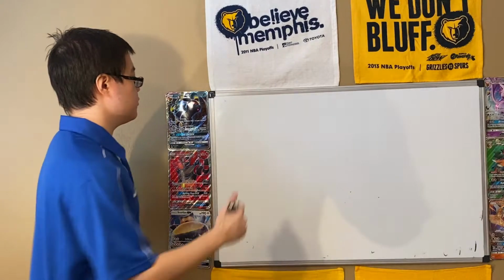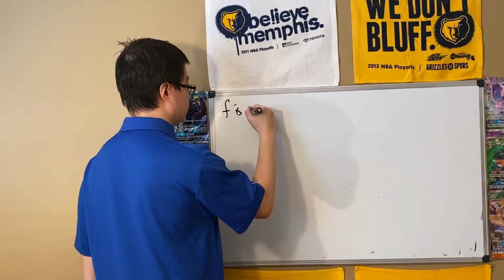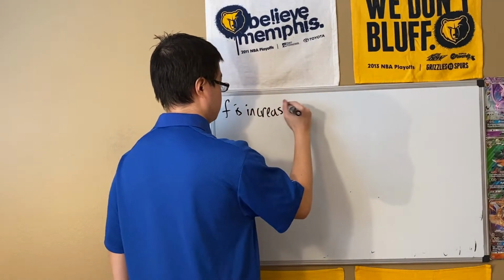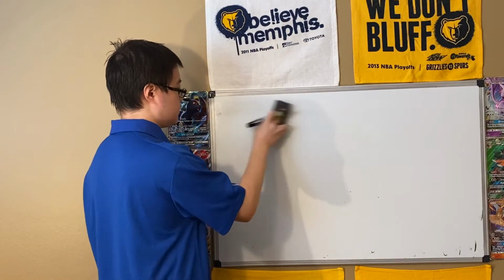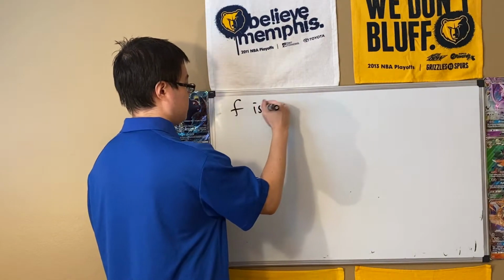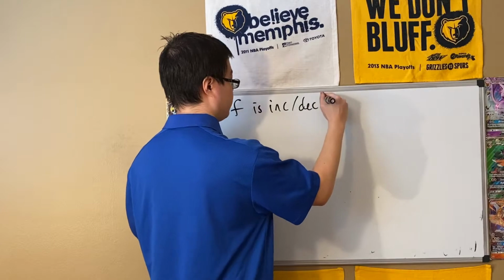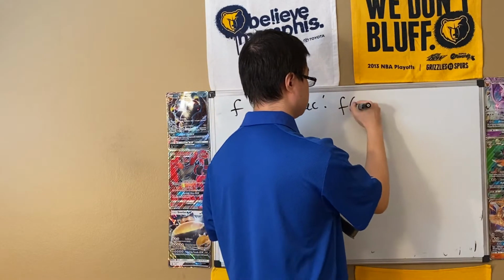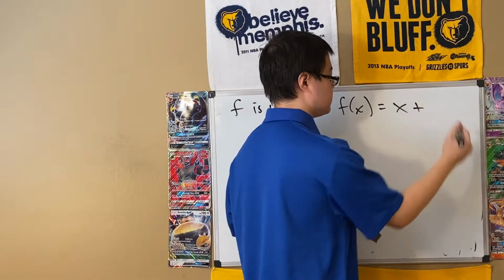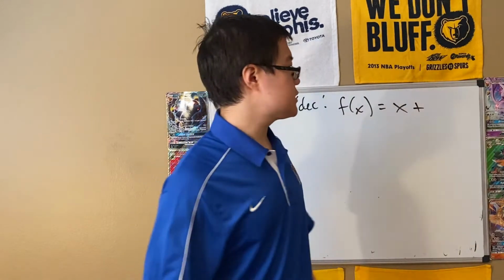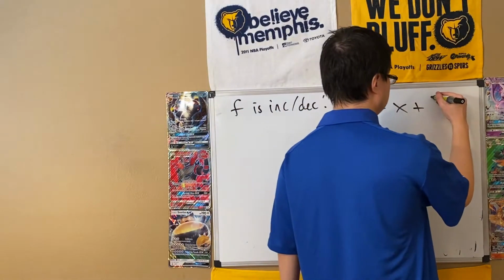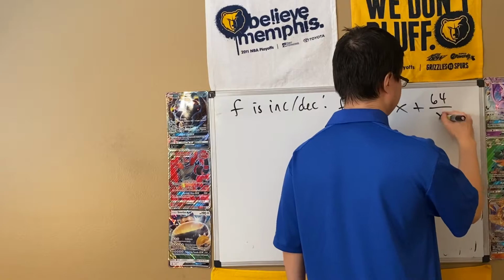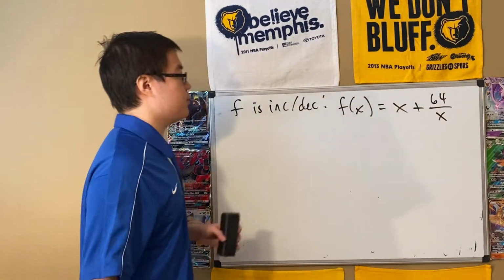Let's get going. So let's do another one. So again, it's going to be f is increasing. We know that this is the question, so I'm going to re-erase it. And my next function is going to be f of x equals x plus, let me get a perfect square to make this pretty nice, let's choose 64 over x. So this is going to be my next question.